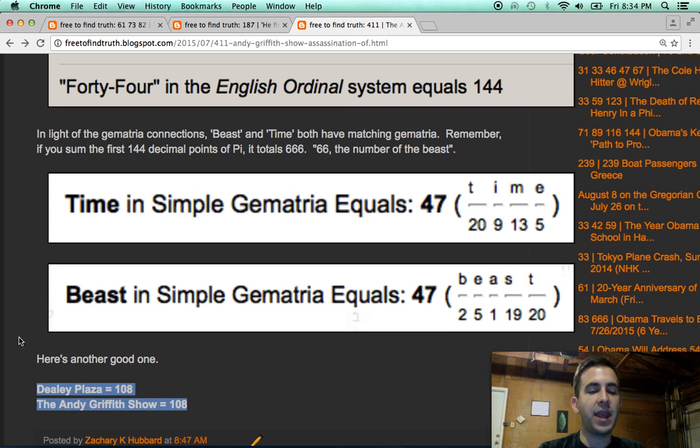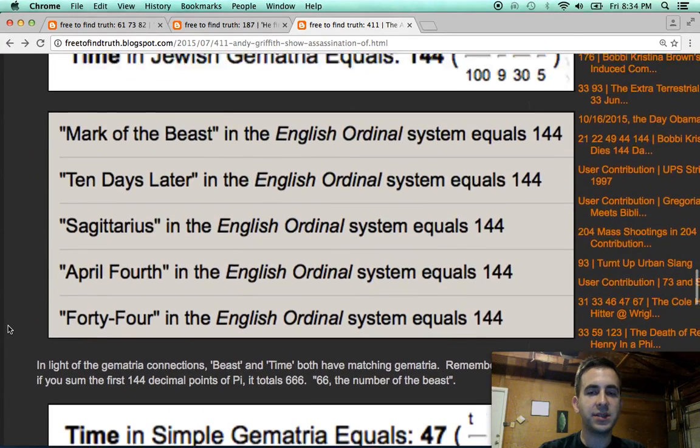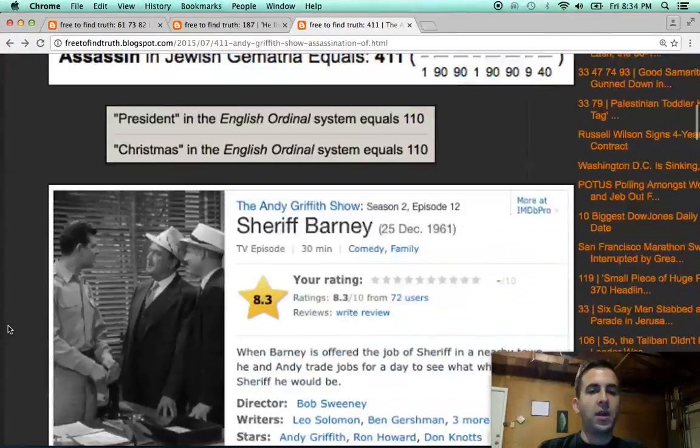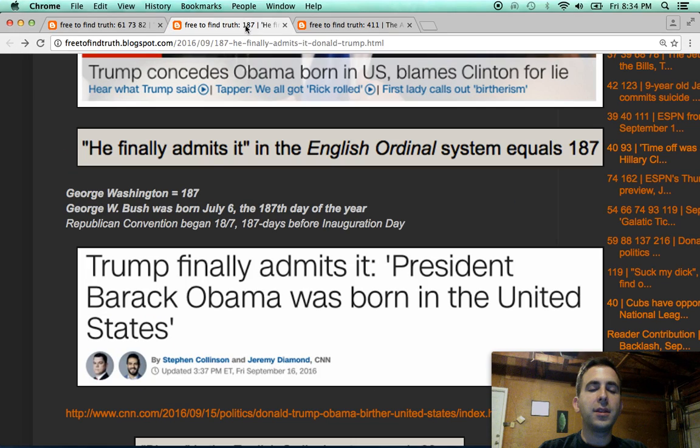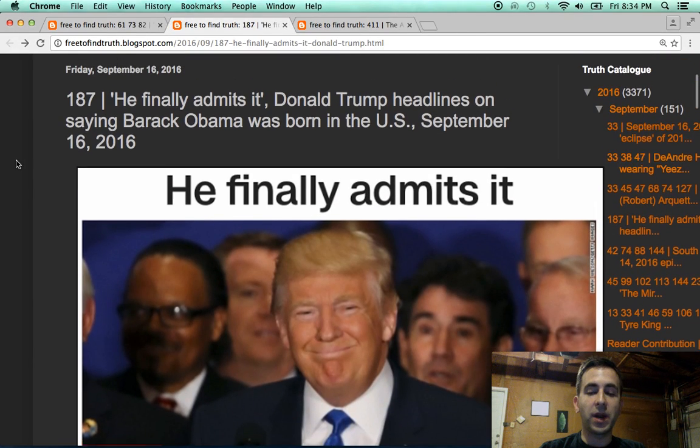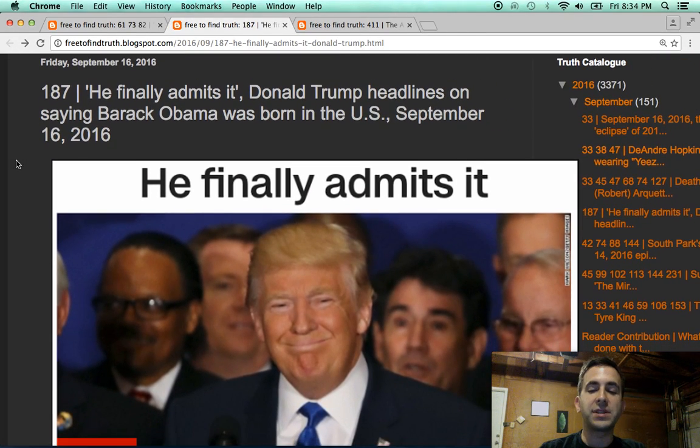Dealey Plaza, the Andy Griffith Show. See how they've done this? Do you see how they've done this, Truth Seeker? The year that Obama was running for president, it was 44 years since the assassination of JFK, the end of 2007. A story came out that year that JFK was nearly assassinated in Chicago. That came out at the end of 2007 for the 44-year anniversary of his death, November 22nd, 2007.